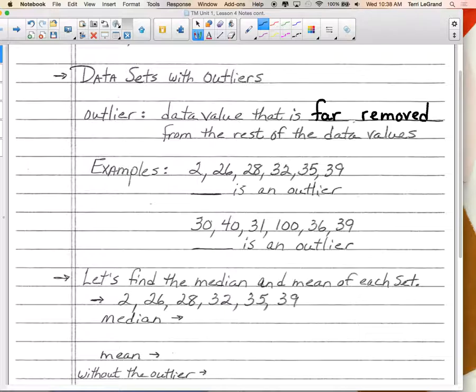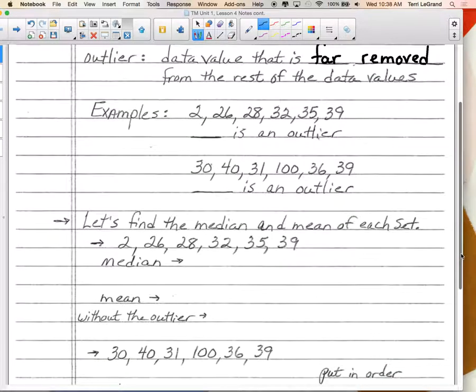So the other ones kind of look typical of each other. They're kind of all in the same region of the number line. And then there's that 1 or that 2 or whatever that are a long ways away from them. They're far removed, we call them. Okay? So examples. Here's my data set: 2, 26, 28, 32, 35, 39. Look that over. Do you think any of those are outliers, or are they much further away from the rest of them?